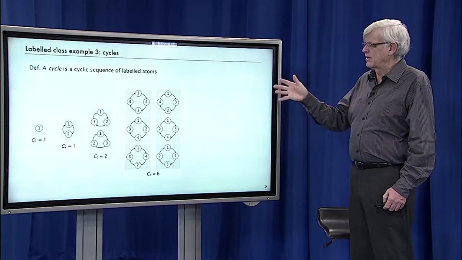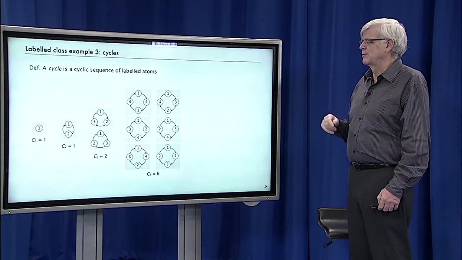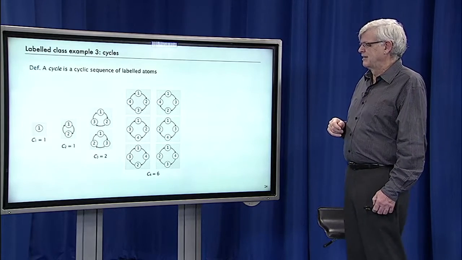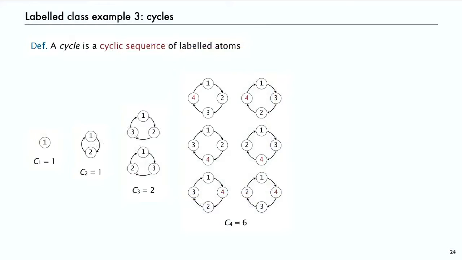Here's another one, a cycle. A cycle is a cyclic sequence of labeled atoms. So that's everything's connected in a circle, but now there's fewer of each type. And in fact, if you study it for a minute, if you just fix on the largest or smallest element, then you can see that the others are permutation. So actually the counting sequence is n minus 1 factorial.